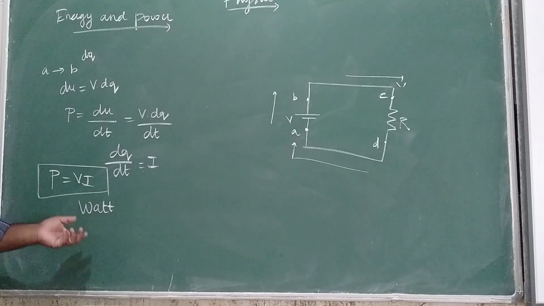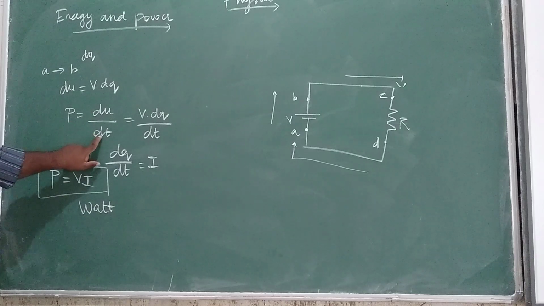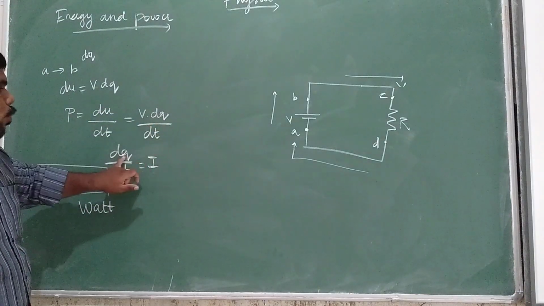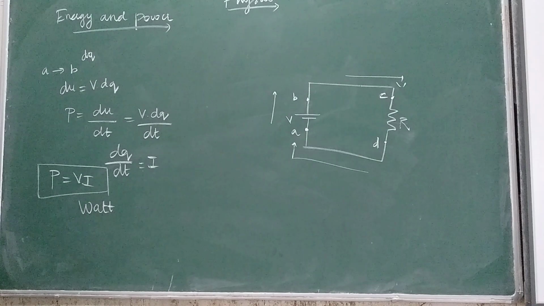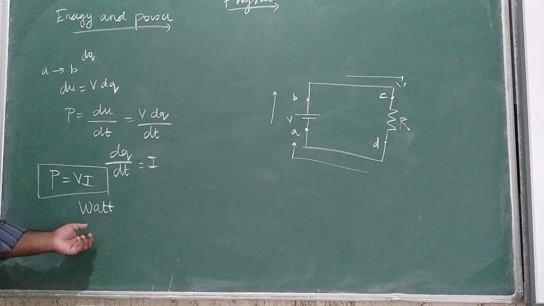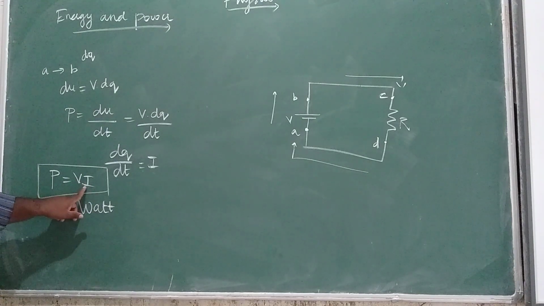And the unit of power is watt. We know that we have bulbs rated 5 volt, 6 volt, 8 volt, 10 volt, and 12 volt, isn't it? So the unit of power will be watt. If the potential difference across the bulb is more than the value marked on the bulb, the bulb will be fused.